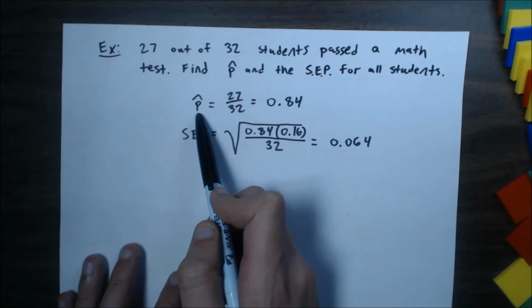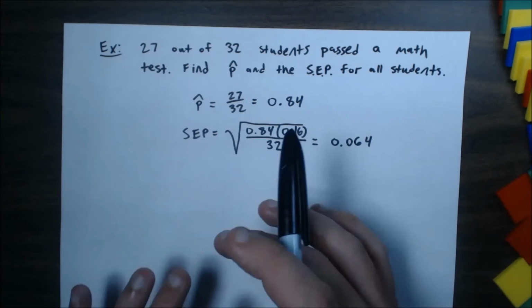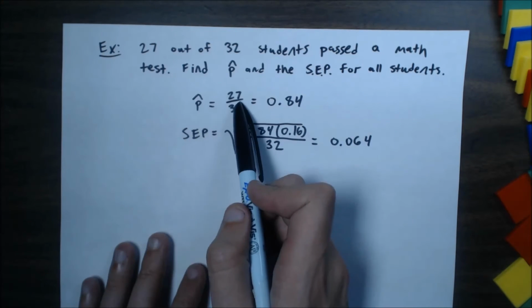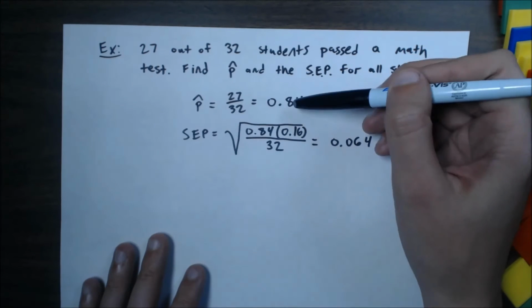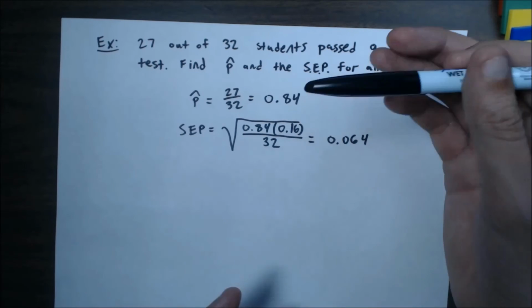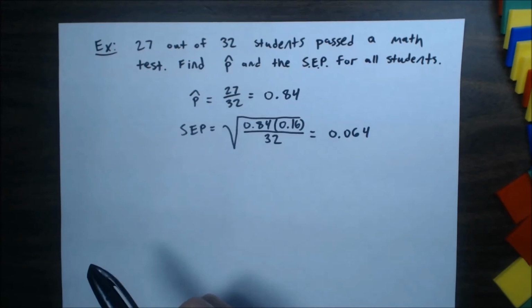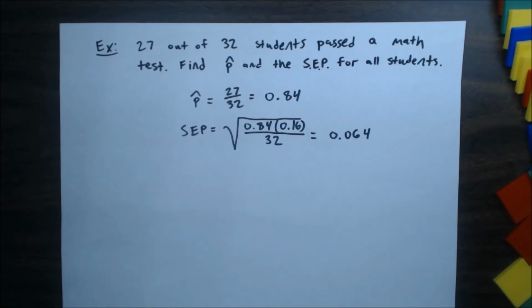P hat is the sample. This is a sample because the population would be all the students, okay, which we don't even know how many that is. But 27 out of 32, so our sample proportion, P hat, is 27 out of 32, which is 0.84, meaning 84% passed, okay? Sometimes they may just tell you the percentage. If they tell you the percentage, that is P hat. If they express it as a ratio, you just got to divide to find out what P hat is.